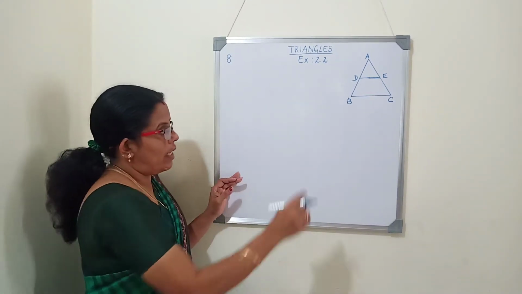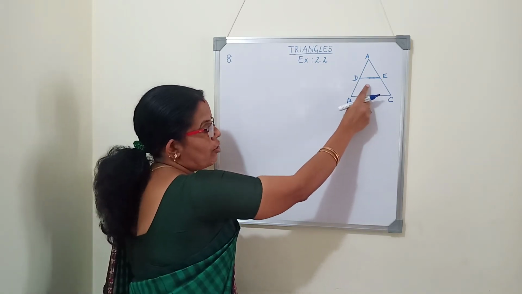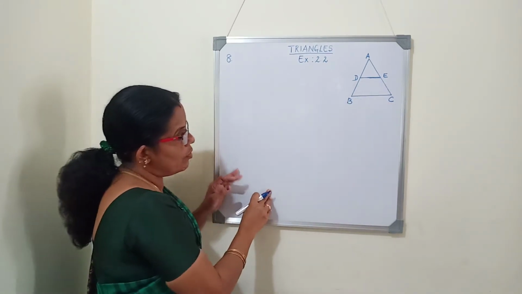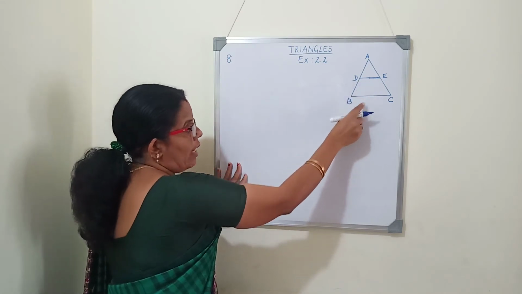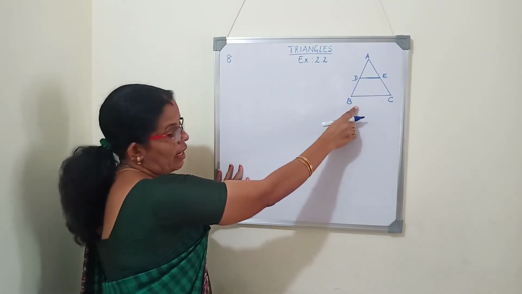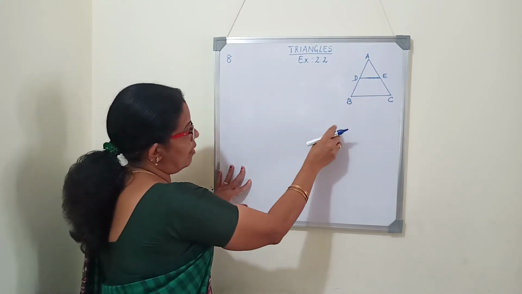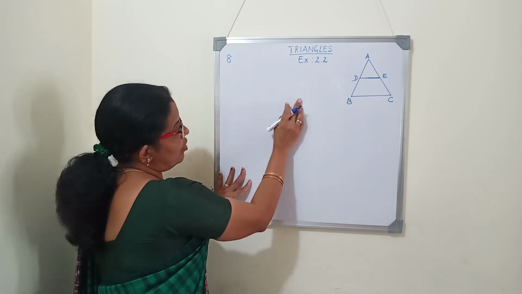This we learned in 9th standard as the midpoint theorem. If we draw a line through the midpoints of any two sides of a triangle, then the line will be parallel to the third side and half of the third side. That is the midpoint theorem. So now we will prove it by converse of BPT.